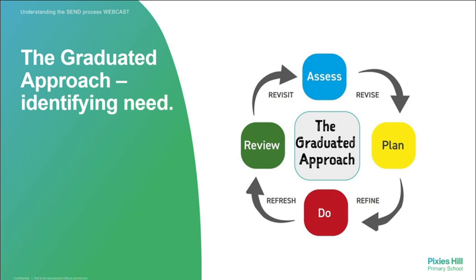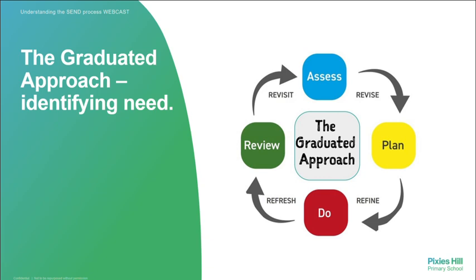So the SEND process starts with the assess stage. This is where a parent, carer or teacher recognises there is a need. It could be due to behaviour, communication or just learning cognitive ability. A meeting will be called and discussions will take place between the parent, child, carer and class teacher. Sometimes the SEND leader is involved, but usually will support the teacher with advice, training and guidance to ensure that the correct provision is provided to meet the child's needs.